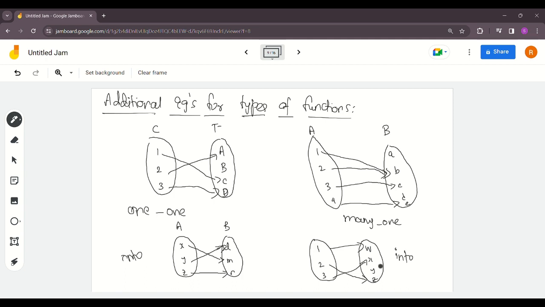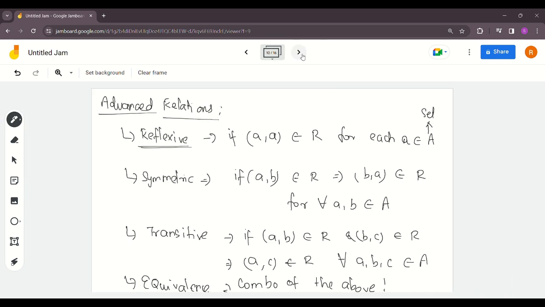So here range is not equal to codomain, and hence it is an example for into function. So I think you guys are able to understand the concept of domain, range, codomain for functions, relations, how to find out whether it is a function, how to find out the different types of functions, and all those things. Now with this, we go to the concept of 12th, that is the 12th syllabus.